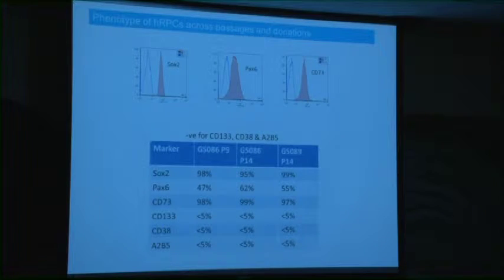CD73, a marker that's been used to isolate subpopulations of photoreceptor precursor cells, is expressed at high levels by these cells, regardless of passage. Interestingly, we don't see any CD133, typically a marker for neural stem cells. And these are neural stem cells from the eye. So we don't see that, and that's interesting. We also don't see, for instance, A2B5, a marker for developing glial lineage. And so these cells are not very good at making Mueller cells or astrocytes.